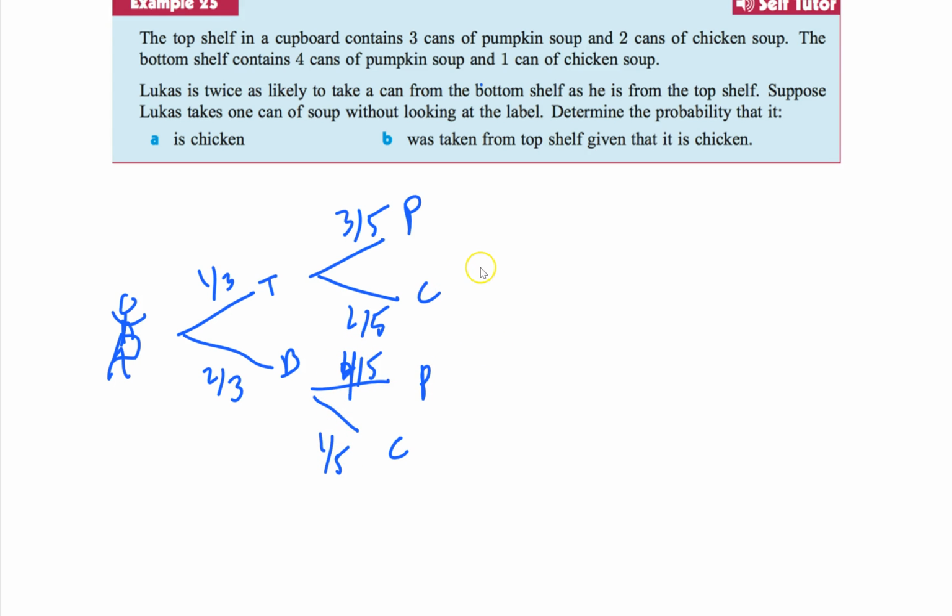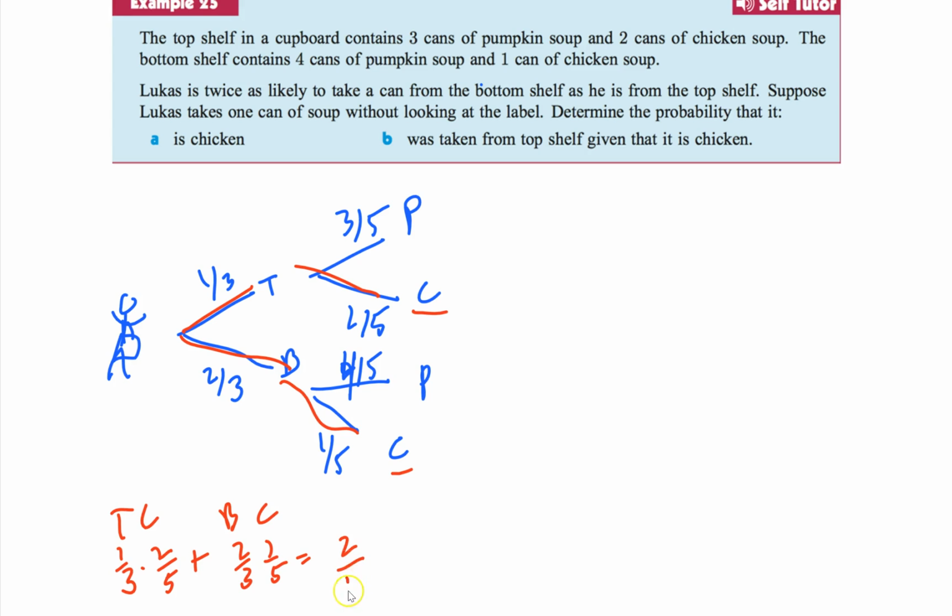All right, so there's our little tree diagram, and then it says he's going to pick a random chicken. I'm not sure how you randomly pick top or bottom shelf, but whatever. You just want chicken. You're trying to get to these things. Remember the way we did this? You go top plus chicken, so top and chicken: 1/3 times 2/5, plus, because there's another way you get there, bottom and chicken: 2/3 times 1/5. Man, I love tree diagrams. So you get 2 out of 15 plus 2 out of 15, or 4 out of 15, as long as you know how to add your fractions. So that's the odds of getting a chicken randomly.